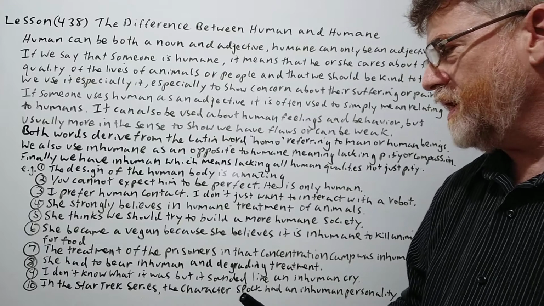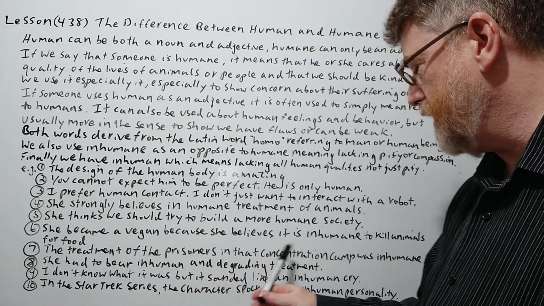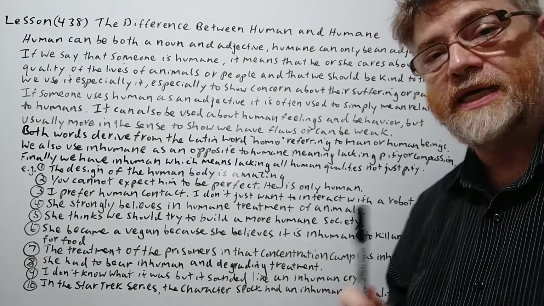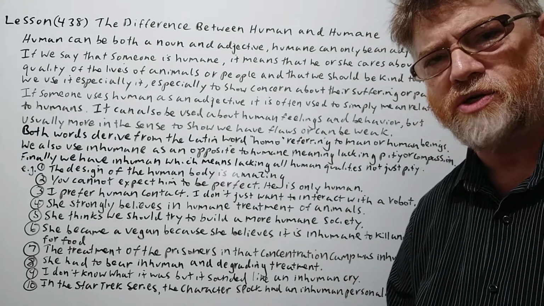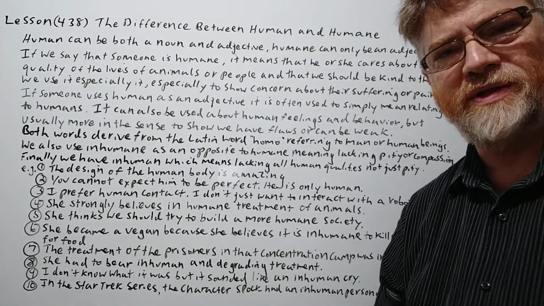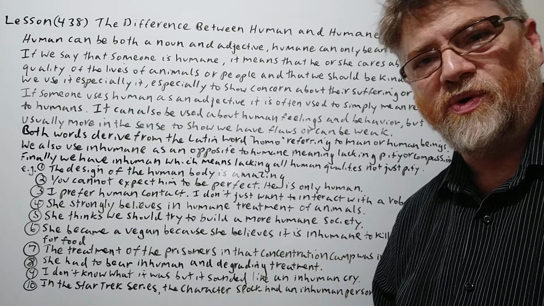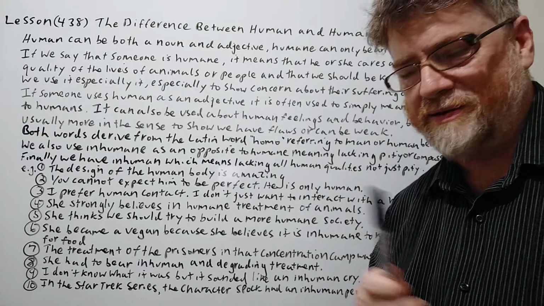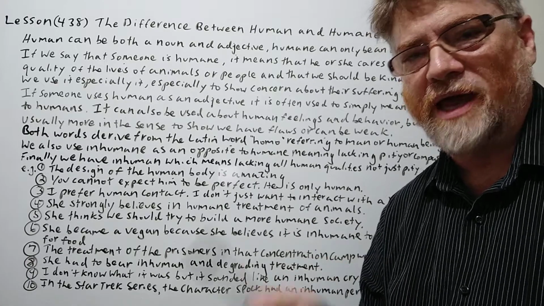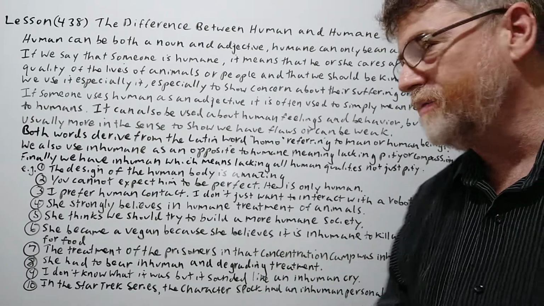Number 7. The treatment of the prisoners in that concentration camp was inhumane. Again, maybe they tortured them, or maybe they didn't allow them to have enough food, or maybe not good medical care or whatever, so that they were suffering.